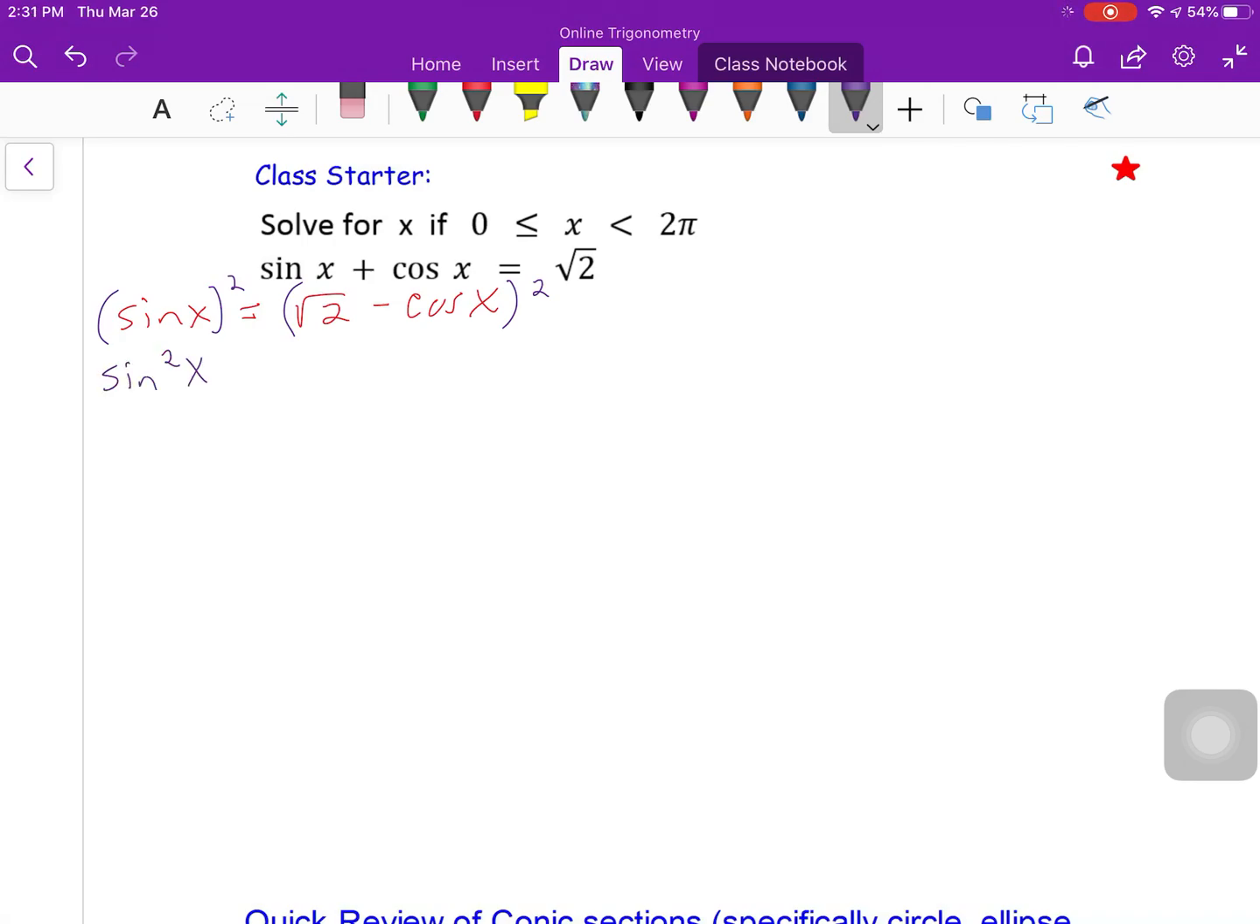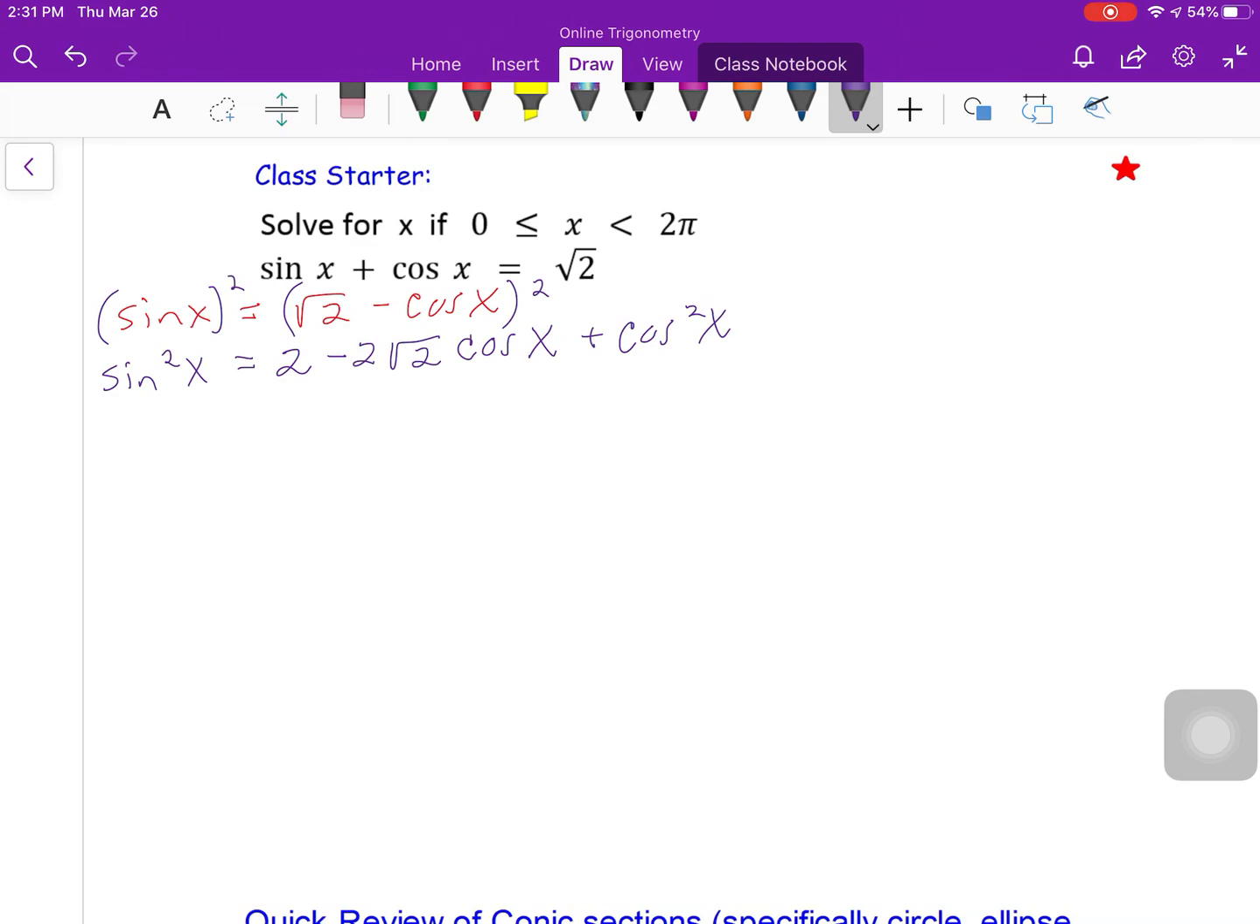So that would leave me with sine squared x equals, and when you square a binomial, you can use FOIL, or you can use the shortcut for squaring a binomial. The shortcut says to square the binomial, you square the first term. If I square the square root of 2, I get 2. Then I multiply the first term times 2 times the second term, which would give me negative 2 square roots of 2 cosine x. And then I square the last term, which would give me positive cosine squared x.